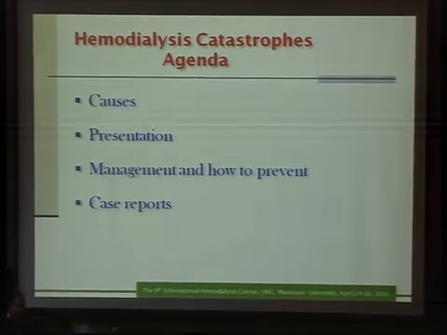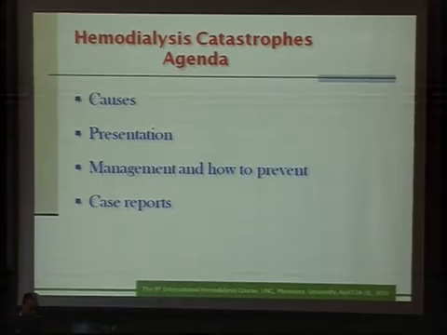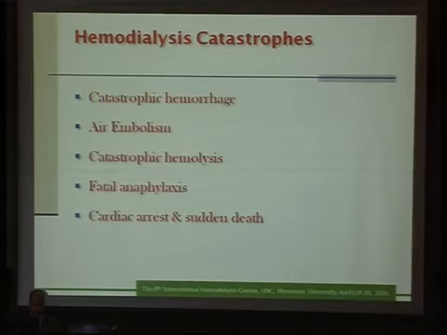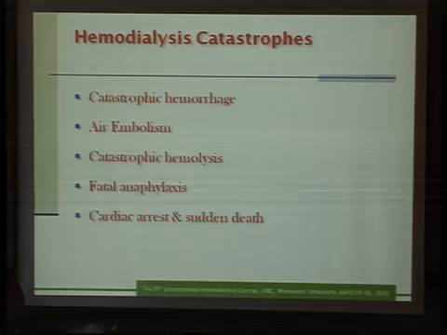In the agenda of my talk, I will discuss the different catastrophes and their causes and how they are presented, and then how they are managed, and give some examples by reported case reports. These are the five main catastrophes that could happen during the hemodialysis session: catastrophic bleeding or hemorrhage, fatal air embolism, catastrophic hemolysis, fatal anaphylaxis, and cardiac arrest with sudden death.